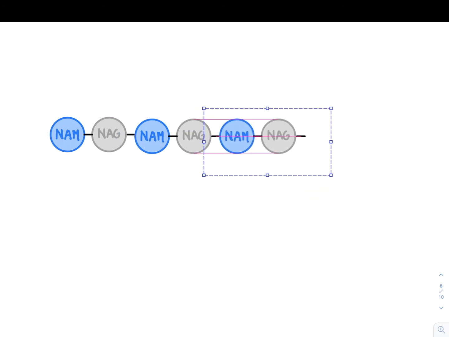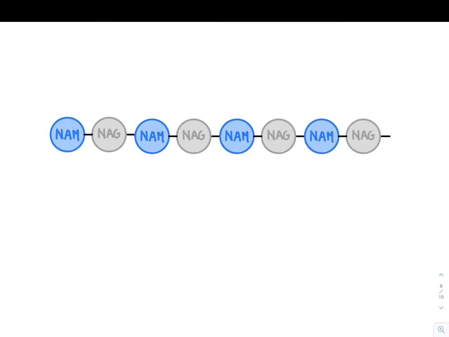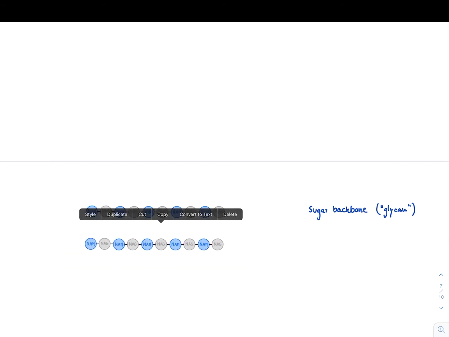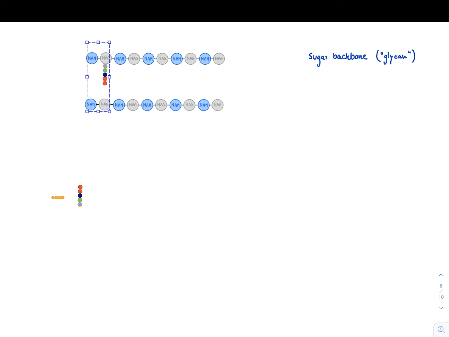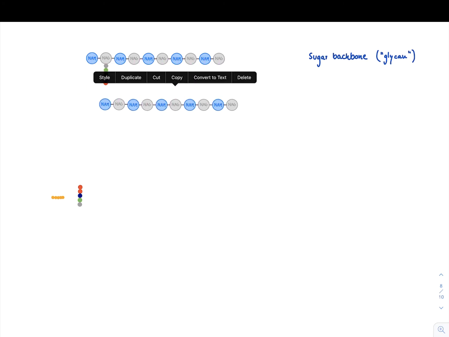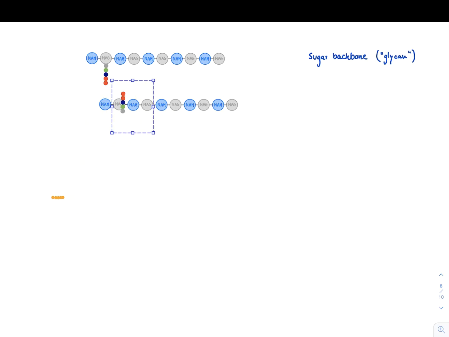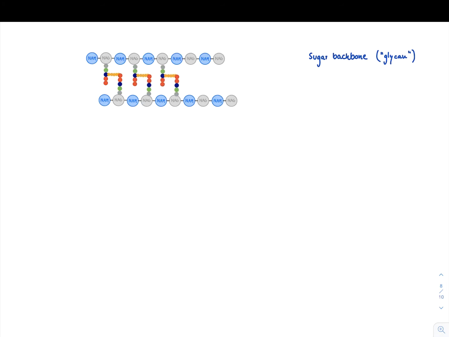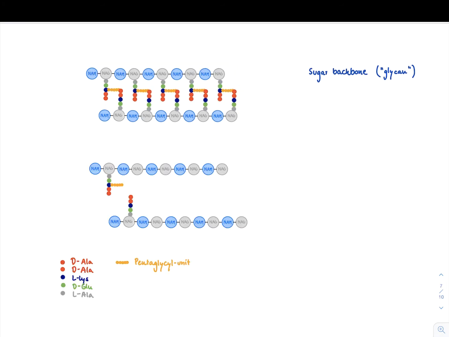The sugar backbone is made out of two alternating sugars, N-acetylglucosamine and N-acetylmuramic acid, which are abbreviated as NAG and NAM. And then we obviously need these peptides that hook up the different sugar molecules to give the cell wall some rigidity. And these are 5 amino acids that are added onto the NAM. And then there's a pentaglycyl unit, which is connecting the one strand with the other. I've also listed here the names of the different amino acids that are used.